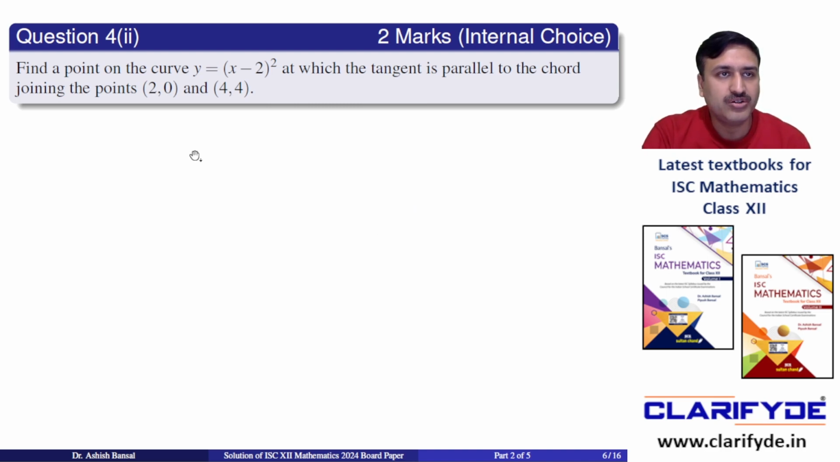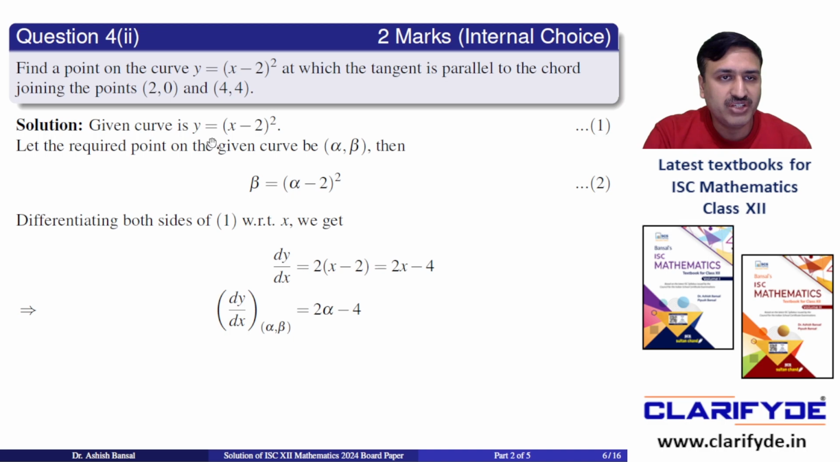The second part of question number 4 is: find a point on the curve y = (x - 2)^2 at which the tangent is parallel to the chord joining the points (2, 0) and (4, 4). So given curve is this, let (alpha, beta) be the required point on this curve. Substituting these coordinates in the given equation, we get beta = (alpha - 2)^2. Now let us differentiate both sides of the given equation first. We get dy/dx = 2x - 4. The value of dy/dx at (alpha, beta) is 2 alpha - 4.